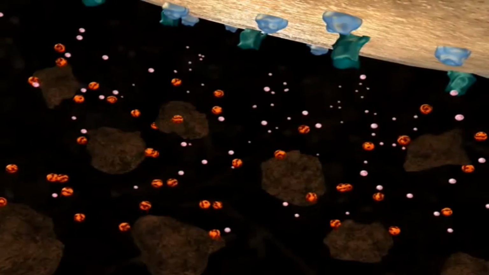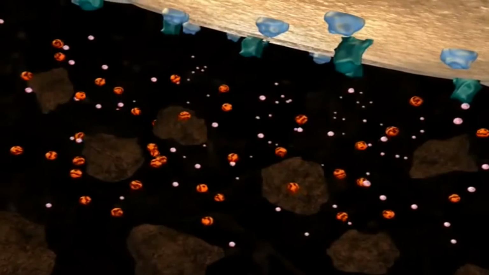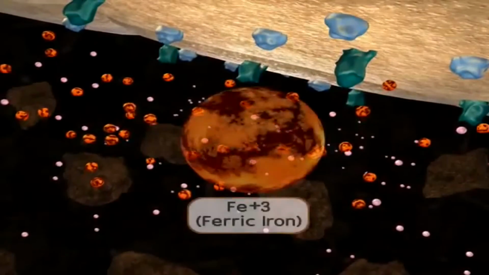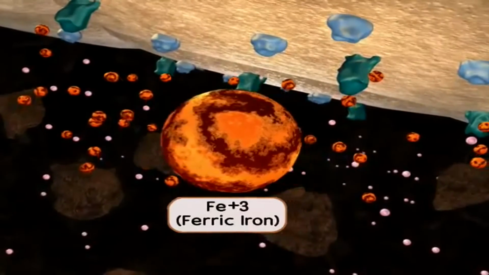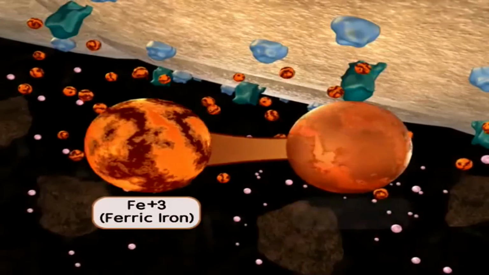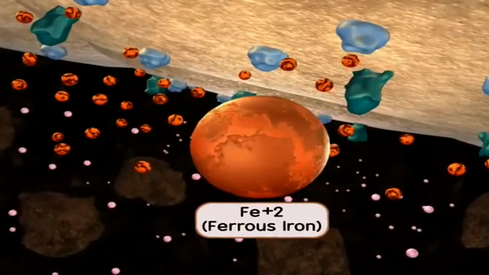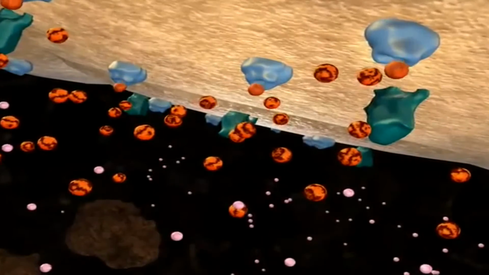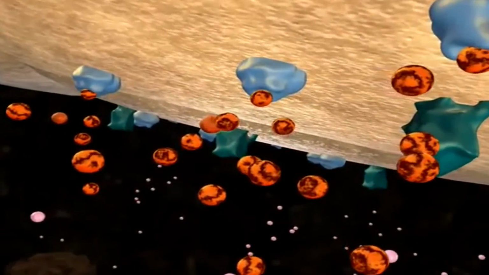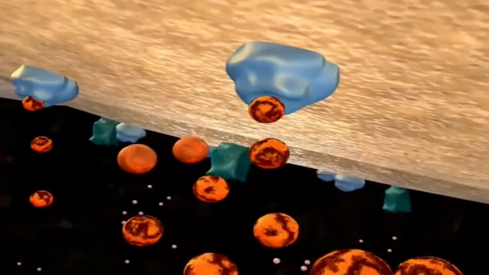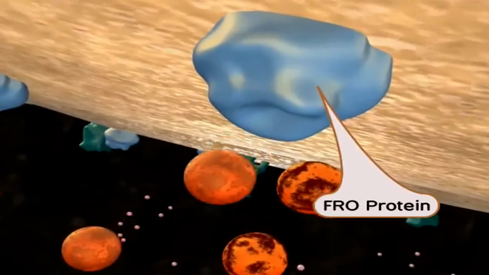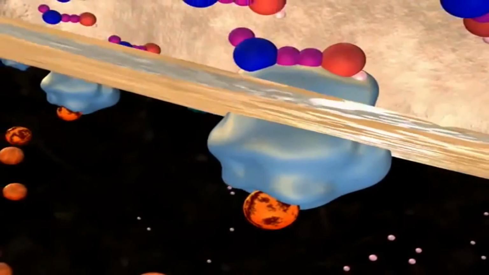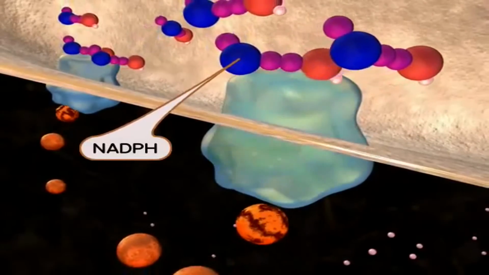Minerals have additional features that need to be considered for proper mineral absorption. In the case of iron, it exists in the soil primarily in the Fe3+ or ferric state, but it must be changed to the ferrous or Fe2+ state before it can move into bean or soybean plants. These plants have evolved a system that facilitates this conversion. Embedded in the cell membrane is a protein called FRO. FRO reduces ferric iron to ferrous iron at the root surface by transporting an electron from NADPH.